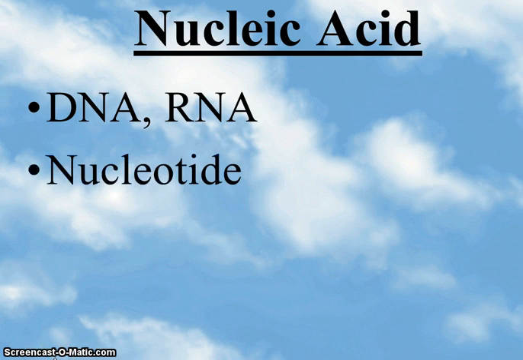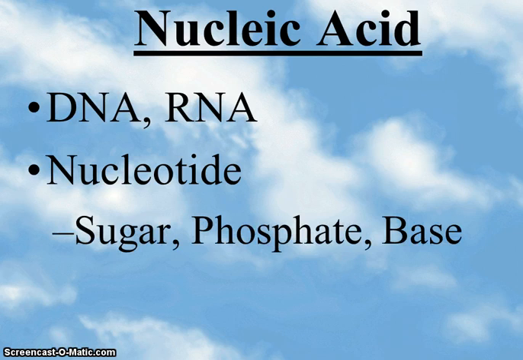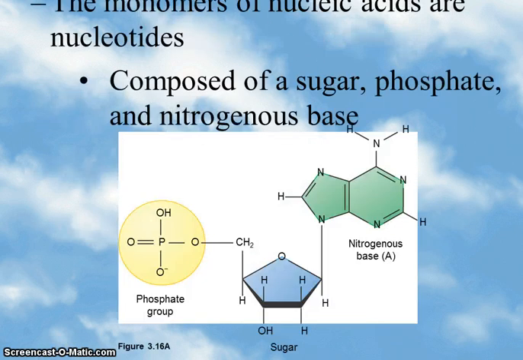And when we look at these nucleic acids, their building blocks are called nucleotides. And nucleotides have three components to them. They have a sugar, a phosphate, and a nitrogenous base. So let's look at an example of a nucleotide. So when we deal with nucleotides, they are the monomers or the building blocks of nucleic acids. And they contain three parts.